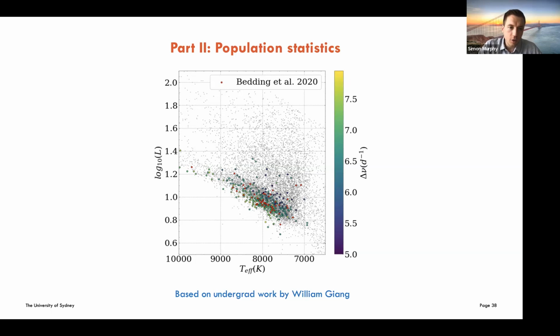Okay, so part 2, population statistics. This is based on undergraduate work by William Young. He did 2 semesters of undergraduate project work with me on this. So, you know, major credit goes to him on this. He did a fantastic job. There's a lot of science packed in here in this one diagram, actually. But first, I'll explain how we got here.